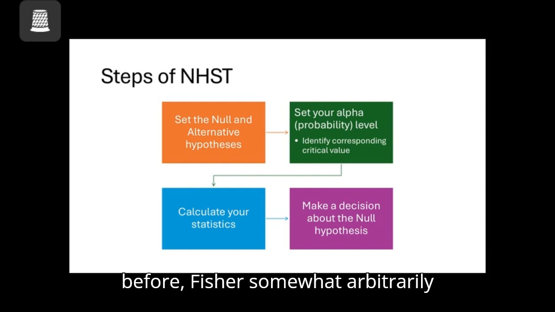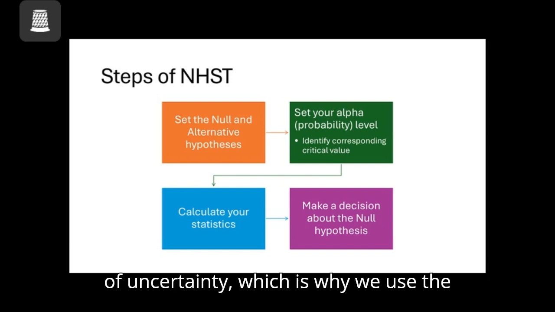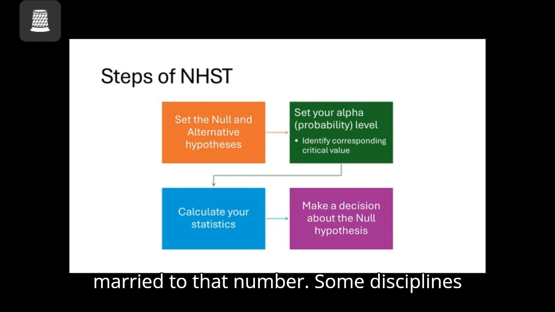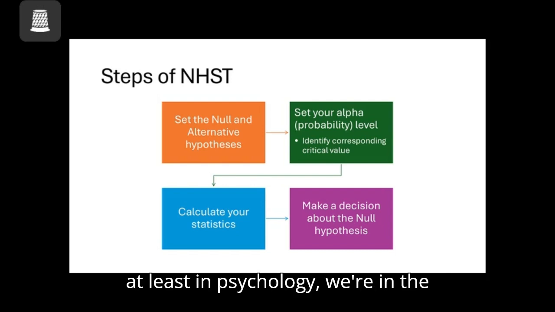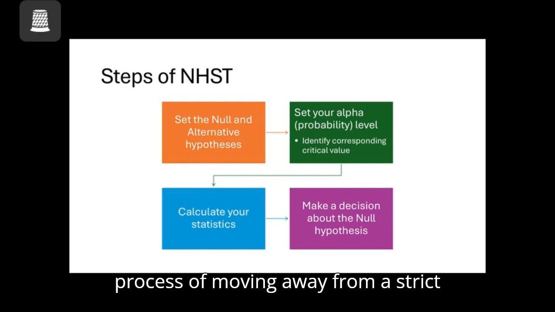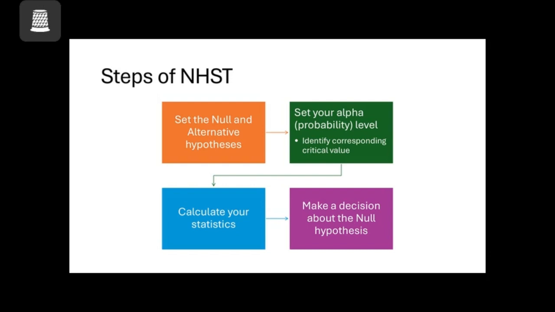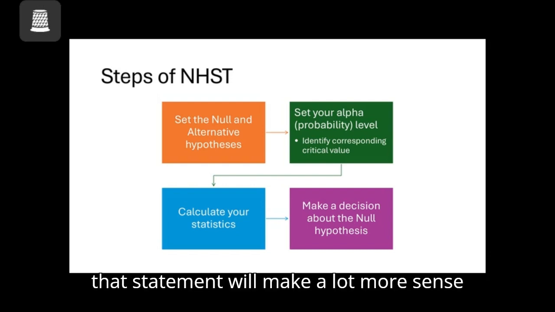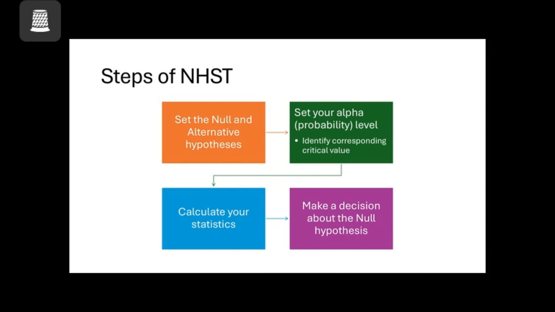Like I mentioned before, Fisher somewhat arbitrarily picked 5% or 0.05 as a reasonable amount of uncertainty, which is why we use the 95% confidence interval. But we aren't married to that number. Some disciplines like to use different alpha values, and at least in psychology, we're in the process of moving away from a strict probability level and instead treating it as a sliding scale during interpretation. That statement will make a lot more sense once we're actually doing the statistics.